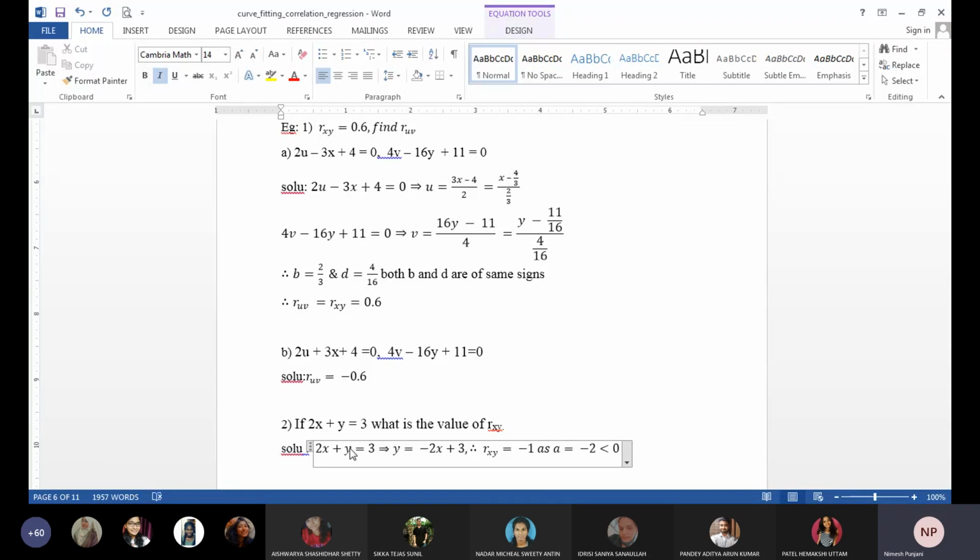Therefore, we get Rxy equals -1 as A is equal to -2. Fine? Yes, sir. Okay.